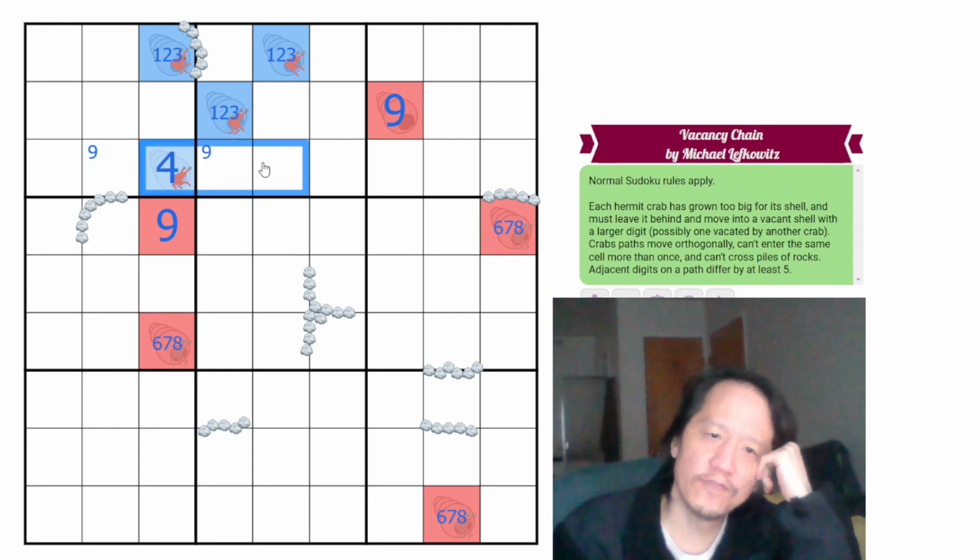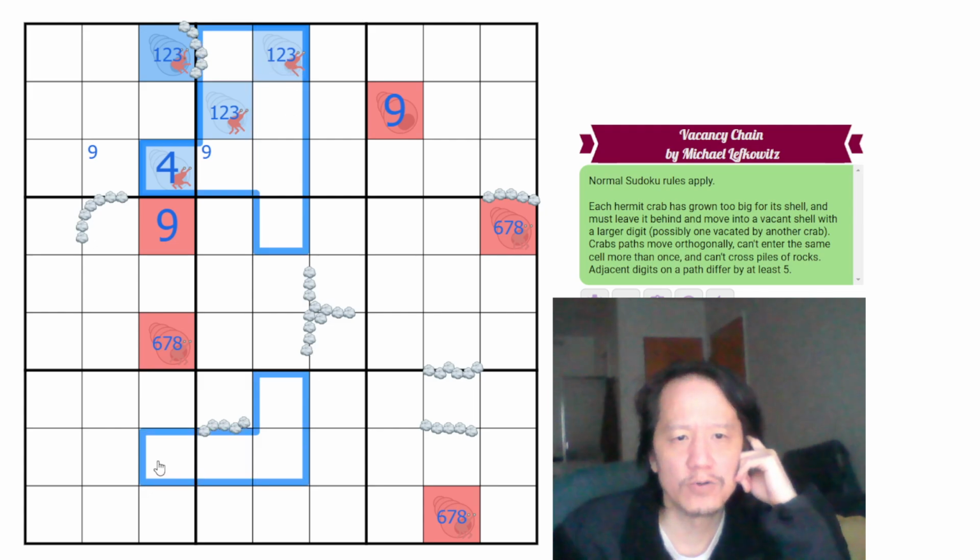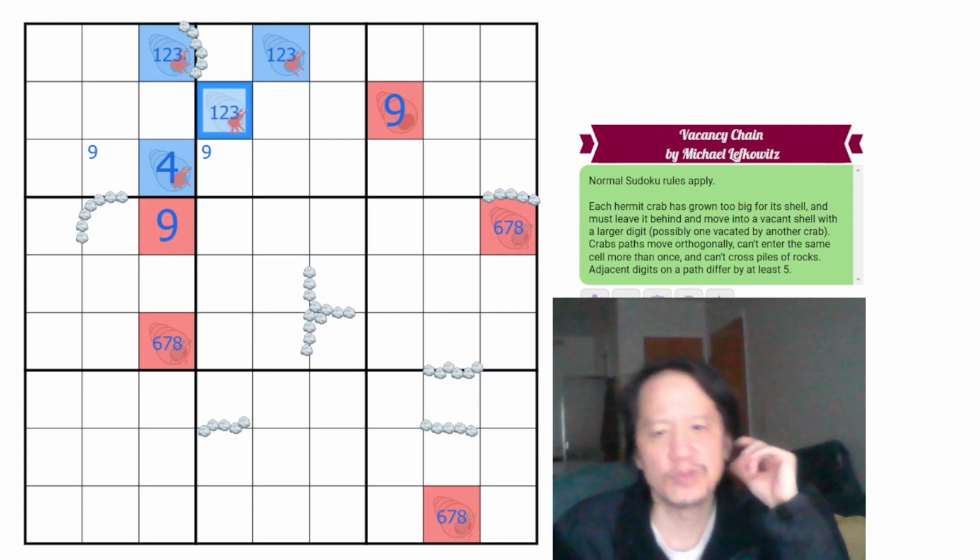This could be 4, 3, 2, 1. That's possible. So 4, 3. Can this ever be 3? If this is 4, it would connect to 3 here. Connect to 2. I don't think that works. Yeah, that doesn't work. So this can never be 3.